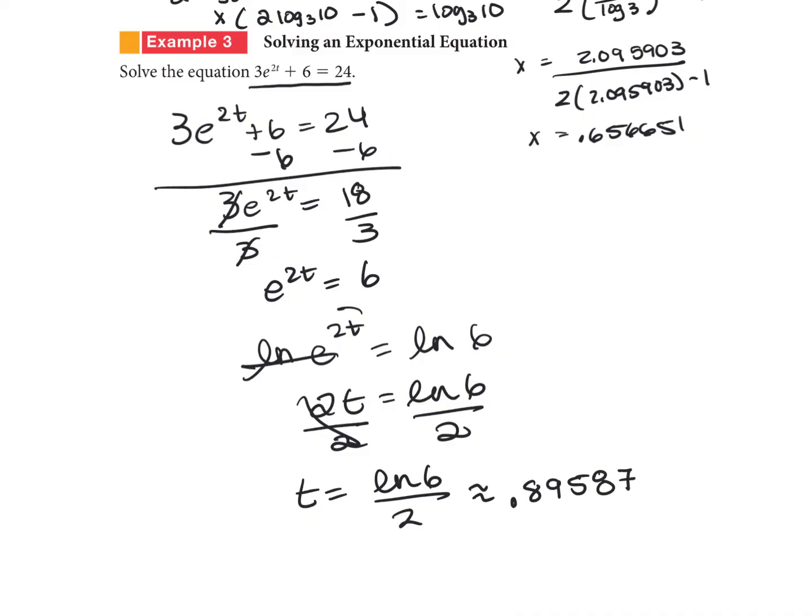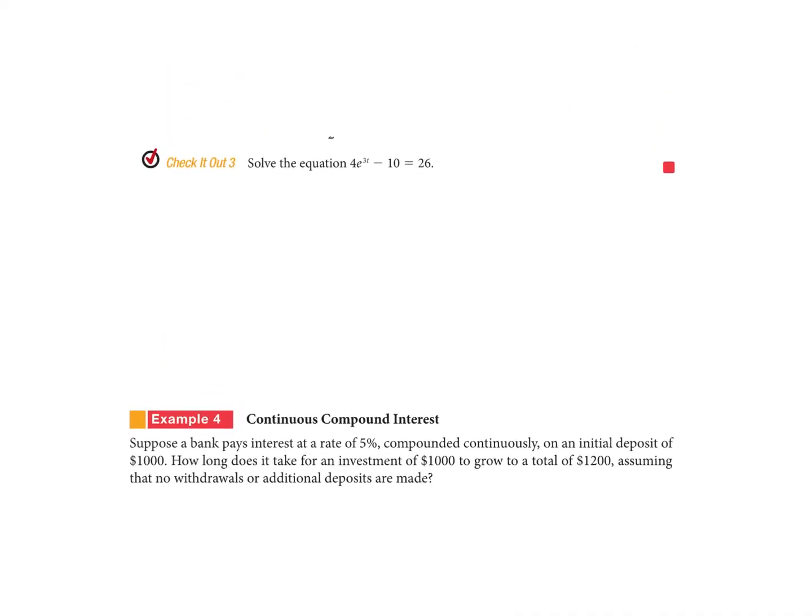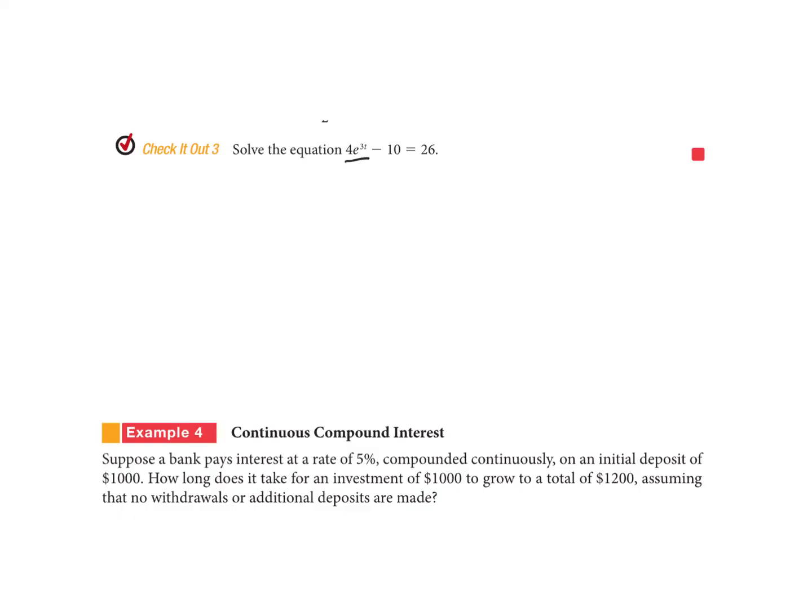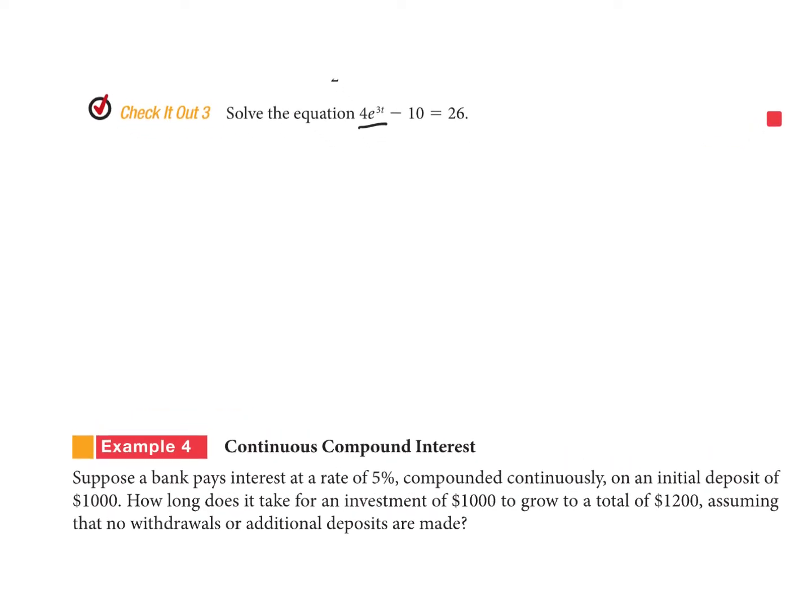All right, let's take a look at our next option. Same idea here. We're going to isolate this. Go ahead and give this one a try first, like pause it, give it a try, and then see how well you do. And okay, hopefully you're unpausing it now, and we're isolating the exponential.